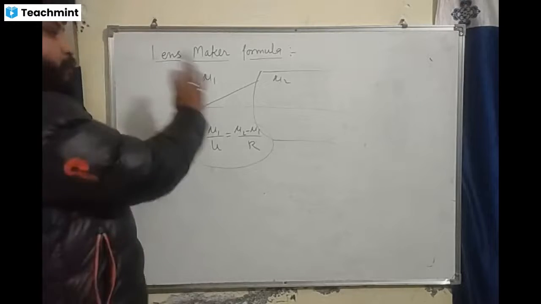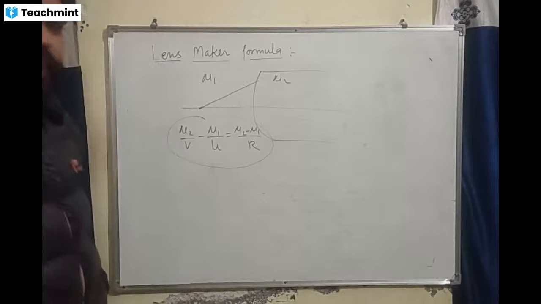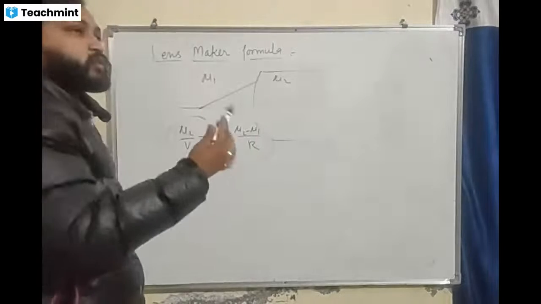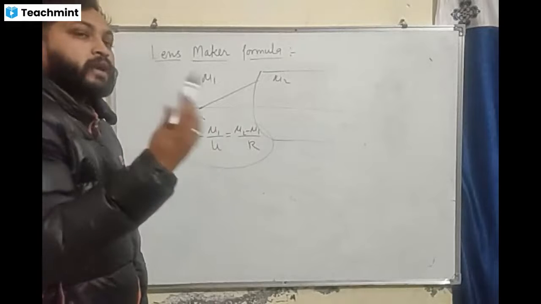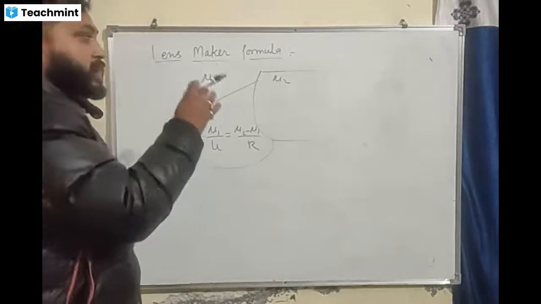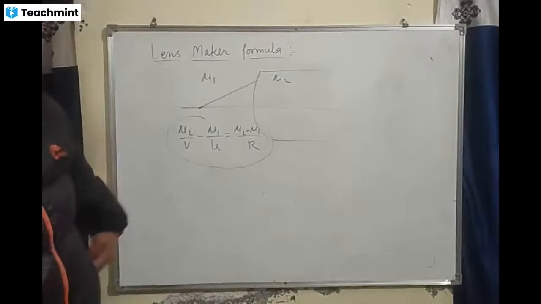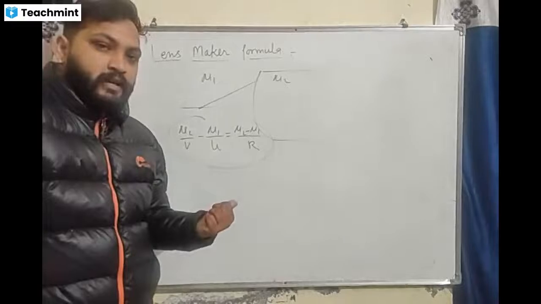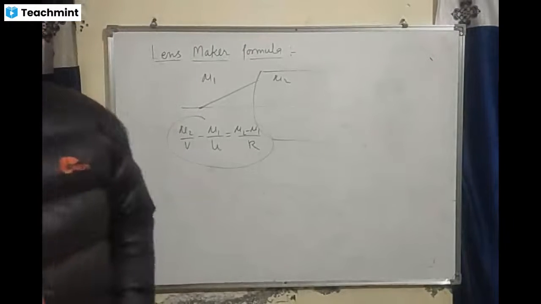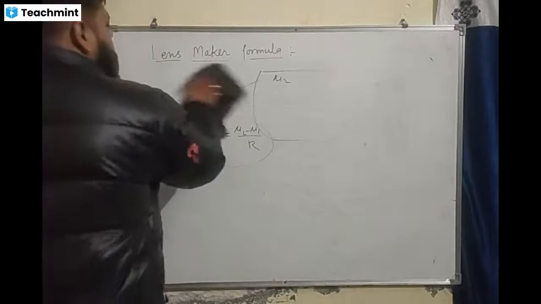So today, with the help of this formula, we are going to deduce a relationship, the formula that we use for making lenses. That formula is known as the lens maker formula. So what heading do you have to write? Lens maker formula. I will do it for convex, you have to do it for concave. Very easy. So just write the heading: lens maker formula for convex lens.